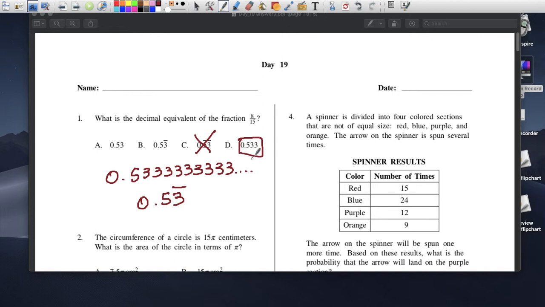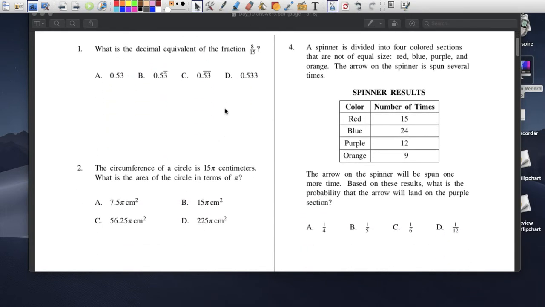This is a terminating decimal, which is not the same as this. This one goes on forever, so that's garbage. And 0.53 again is a terminating decimal. This and this are not the same. And the only one that makes sense would be that one.